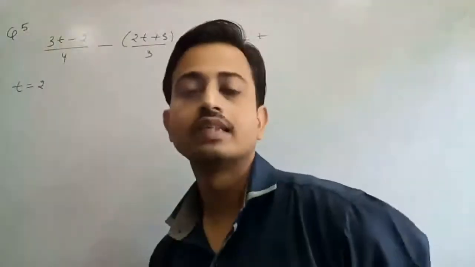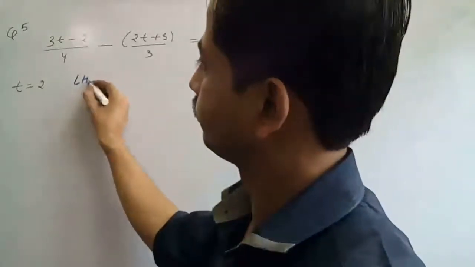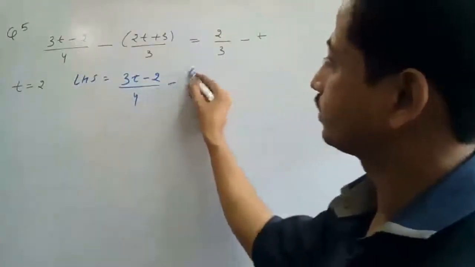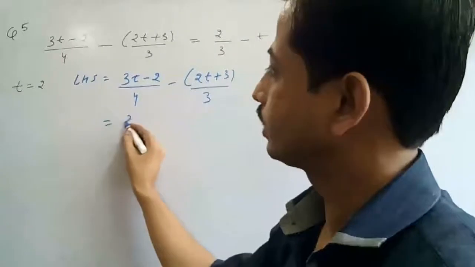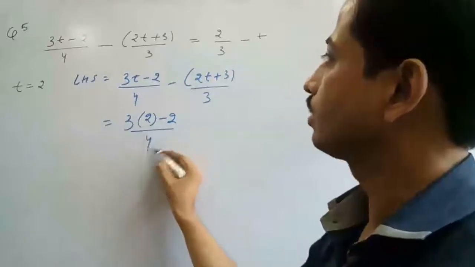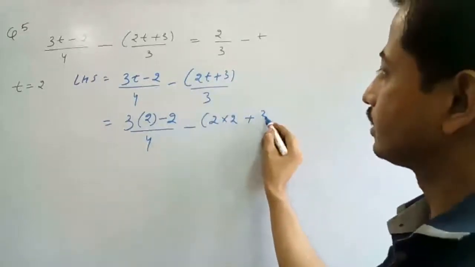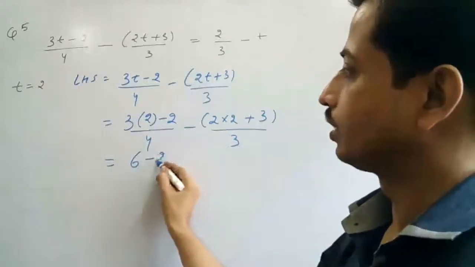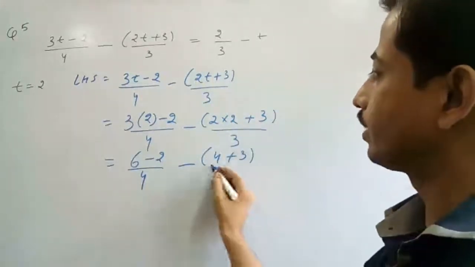Now what we have to do? We have to do its verification. So I am going to take the left hand side. Left hand side is what? 3t minus 2 divided by 4 minus 2t plus 3 divided by 3. Now put the value of t. t is what? 2. 3 into 2 minus 2 divided by 4 minus 2 into t, value of t is 2, plus 3 as it is, divided by 3. Now solve this. 3 into 2, 6 minus 2 divided by 4 minus 2 into 2, 4 plus 3 divided by 3.